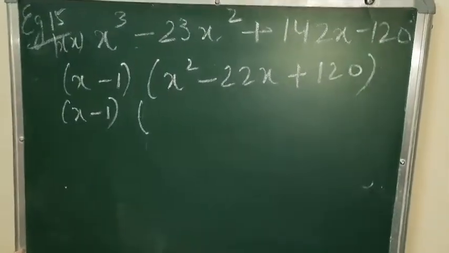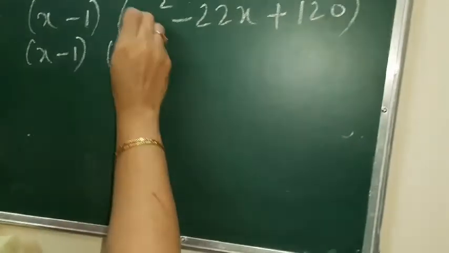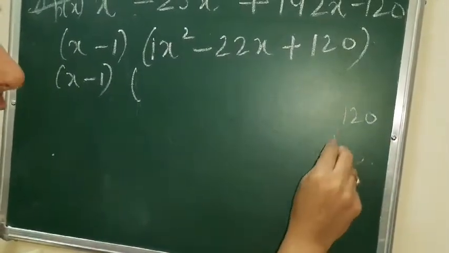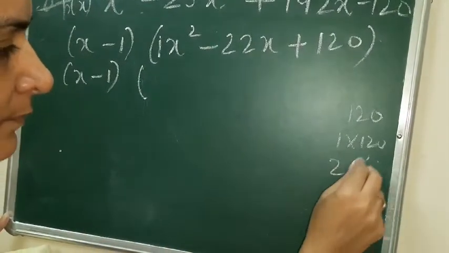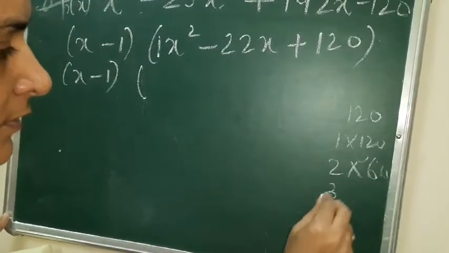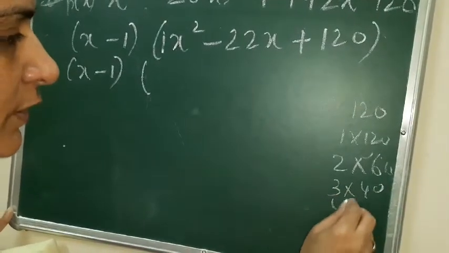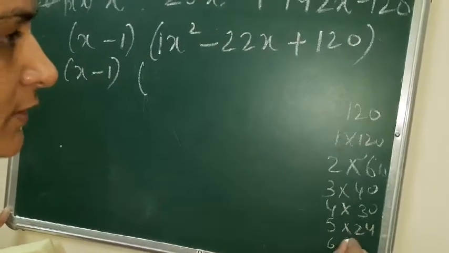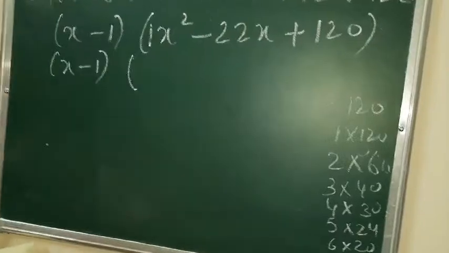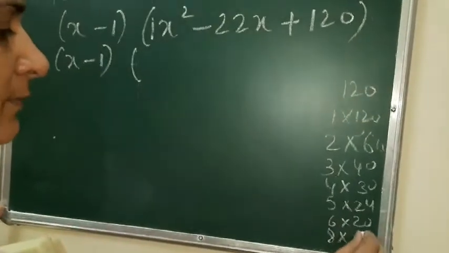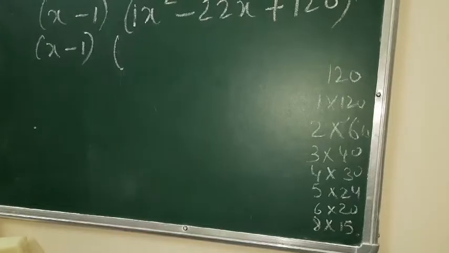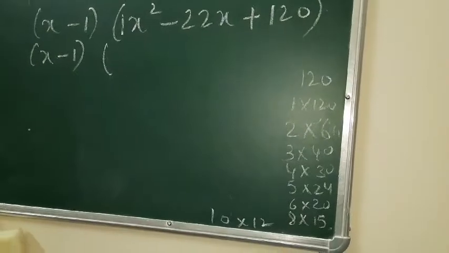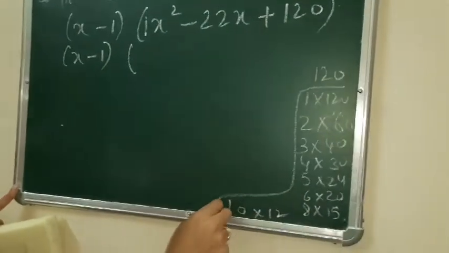For splitting the middle term, what did I tell? That first you have to multiply the first term and the last term. 1 into 120 is 120. Think of the tables. 1 into 120, 2 into 60, 3 into 40, 4 into 30, 5 into 24, 6 into 20. In the table of 7 you will not get. 8 into 15. Again in the table of 9 we will not get. Then 10 into 12.